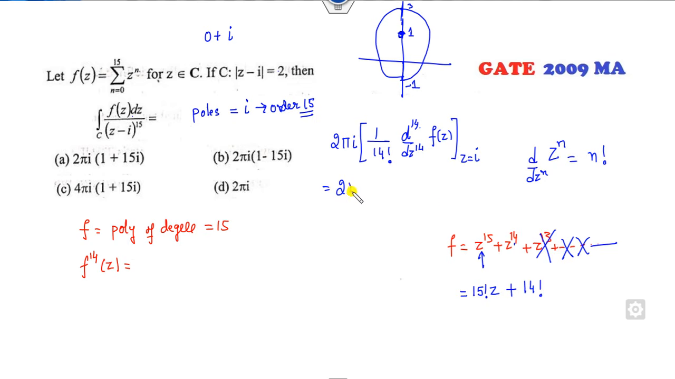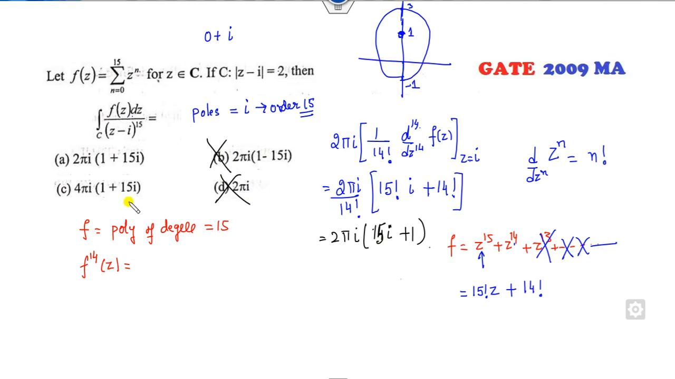So I can substitute this value here: 2 pi iota times 1 over 14 factorial times 15 factorial at the point z is iota, plus 14 factorial. Now what is the right answer? 14 factorial will be cancelled out. 2 pi iota, sorry, it's 15 iota plus 1 is the right answer. This option is cancelled. It's a 4, but we need a 2 pi. It's cancelled. Only A is the correct answer of this problem.